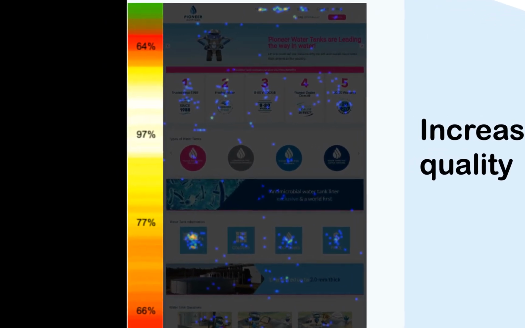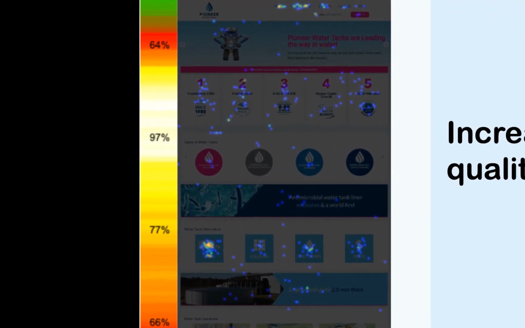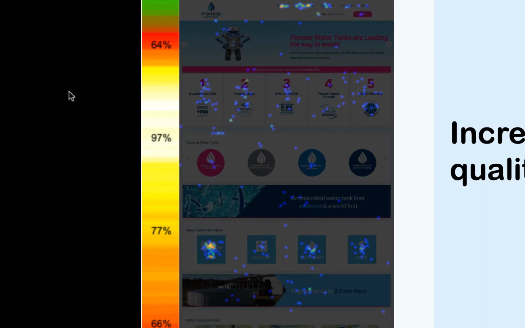And the more that people click in the one spot, the brighter the map. And hence you can see here that this particular section of the home page is the brightest lit spot, and that actually is water tank sizes, so we can see clearly that that's what people are most interested in.